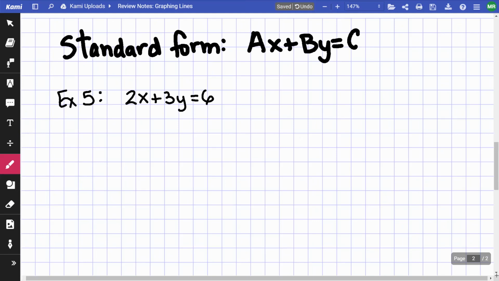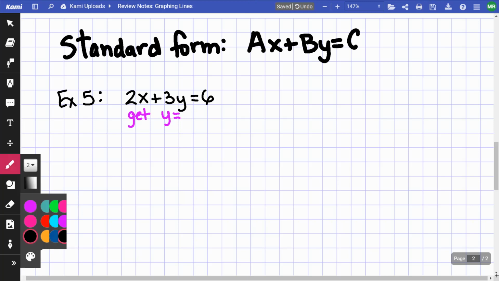And what I'm going to do for this, since this is not in the form I want, is get y equal. That's what I want. I want to get it into slope-intercept form. So let me just rewrite this equation here. I have 2x plus 3y is equal to 6.